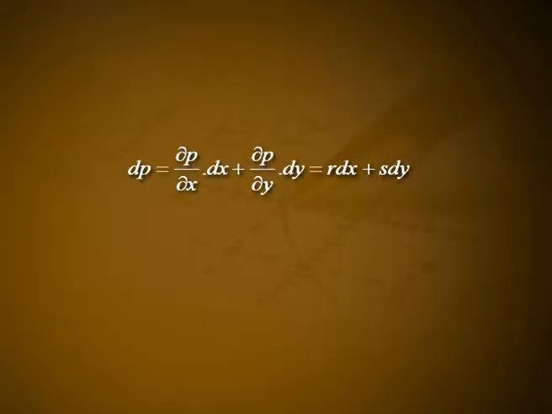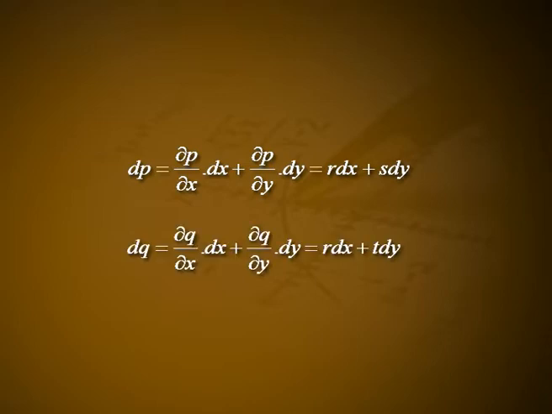Let the nonlinear partial differential equation of the second order be capital R into r plus capital S into s plus capital T into t is equal to V, where capital R, S, T and V are functions of x, y, z, p and q. We have dp is equal to ∂p/∂x into dx plus ∂p/∂y into dy is equal to r dx plus s dy. dq is equal to ∂q/∂x into dx plus ∂q/∂y into dy is equal to s dx plus t dy.